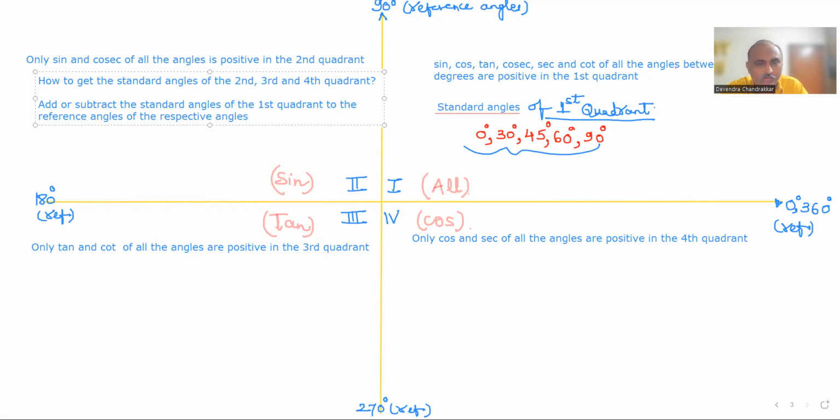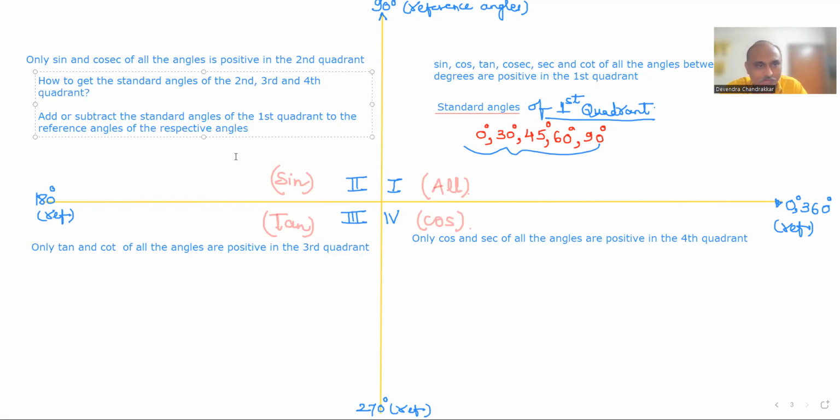Very good, Dhriti, you are aware of it. Shabash. So I am assuming that none of you are aware about anything. So that's how we are moving, right? I'll tell you the other ones also. You learn it, don't worry. So add or subtract the standard angles of the first quadrant to the reference angles of the respective quadrants.